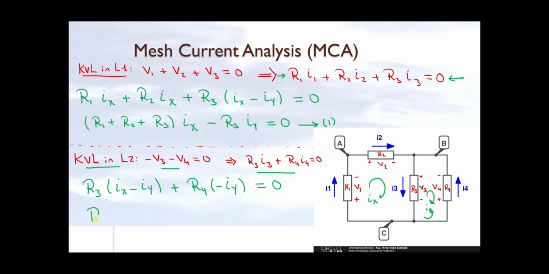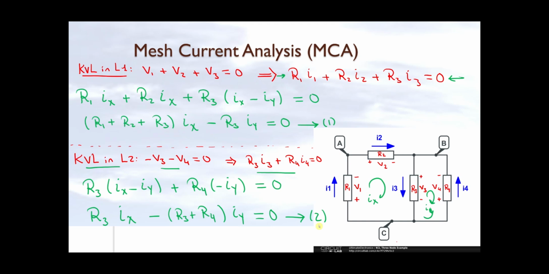Again, use algebra to simplify this equation. Whatever belongs to Ix is here, minus R3 times Ix, and then I have R3 plus R4 times Iy equals 0. Let me call this equation 2. Still I have 2 equations because I still only wrote 2 KVLs. But what is nice about these 2 equations is that they are a function of only 2 unknowns, Ix and Iy.